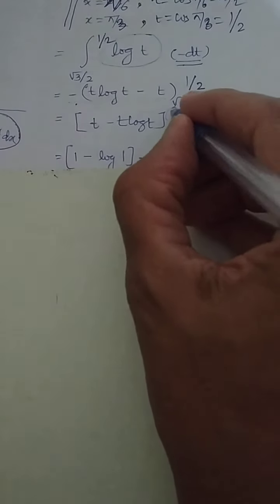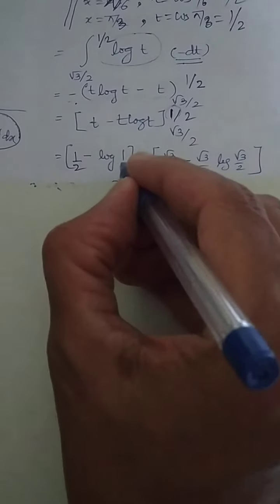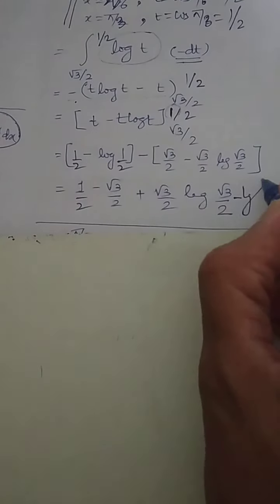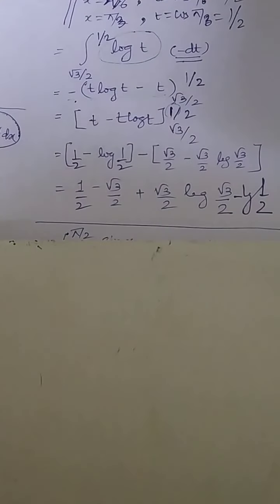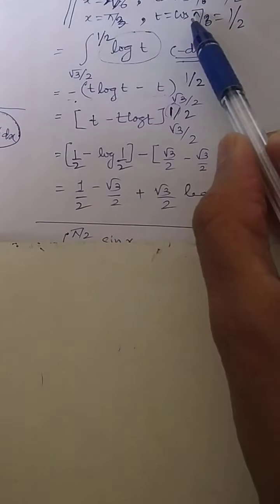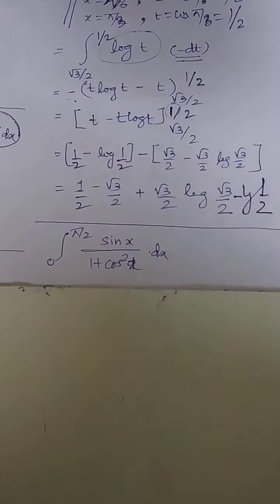So here also you will be replacing half. So it will be 1 by 2, this is 1 by 2. It will be 1 by 2 and minus log of half. Do you know why this correction has been done? This is cos of pi by 2. Here it is another question.